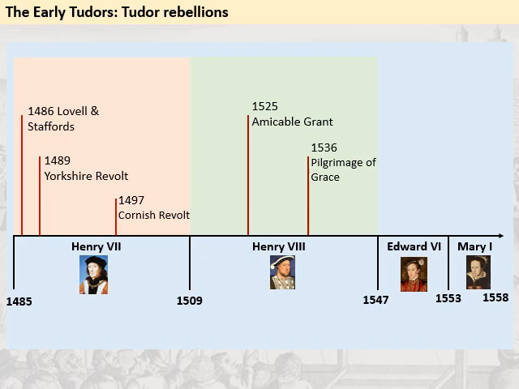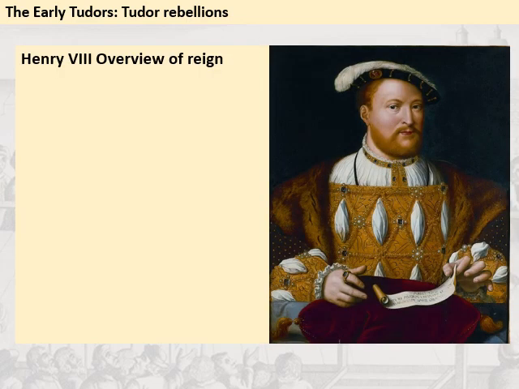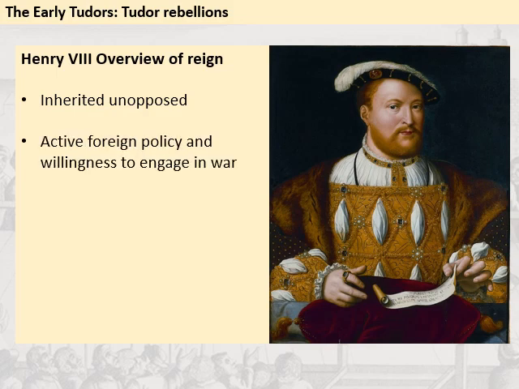So let's look at two rebellions in the reign of Henry VIII. We're going to look at the Amicable Grant and the Pilgrimage of Grace. Now, Henry VIII's reign we can categorise into various periods with one or two themes running through. We should note firstly that his accession to the throne is entirely different. He's unopposed. He doesn't take it by force. He's clearly a legitimate ruler, and this gives him a much easier start to his reign than his father.